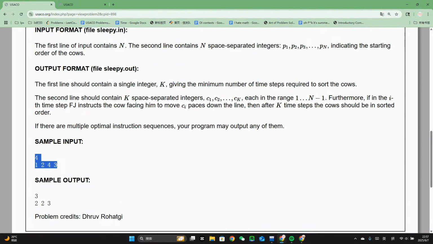So for example, for this, you need at least 3 moves, and the 3 moves are moving the first cow back 2, second cow back 2, and then the third cow back 3. So first cow back 2 right here, between 2 and 4. Move 2 back 2, so it's going to be between 1 and 4, and then you move the 4 back 3, so it's going to get past all of 1, 2, and 3, so it's going to be at the very end, and now you have the whole thing sorted.